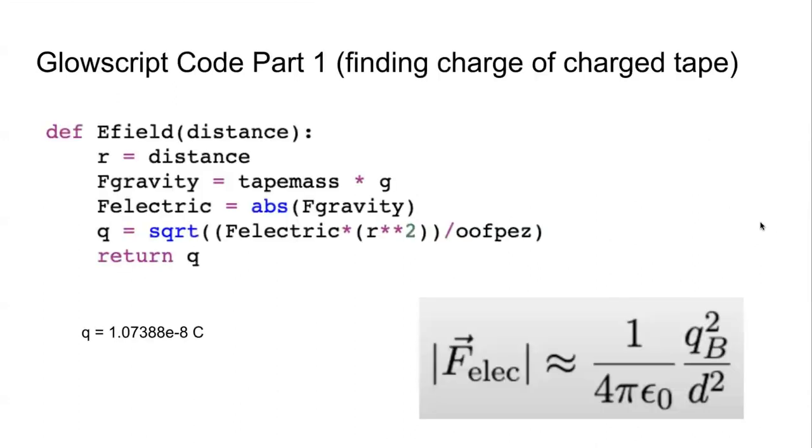So here's my GlowScript code for finding the charge of a charged tape. So the absolute value of electric force is equal to Q squared divided by 4 pi epsilon naught times d squared. And this is because the charges we are going to assume are the same. So reworking the equation in GlowScript, we're able to isolate the charge and square root it to get the single charge of 1.07 times 10 to the negative 8.